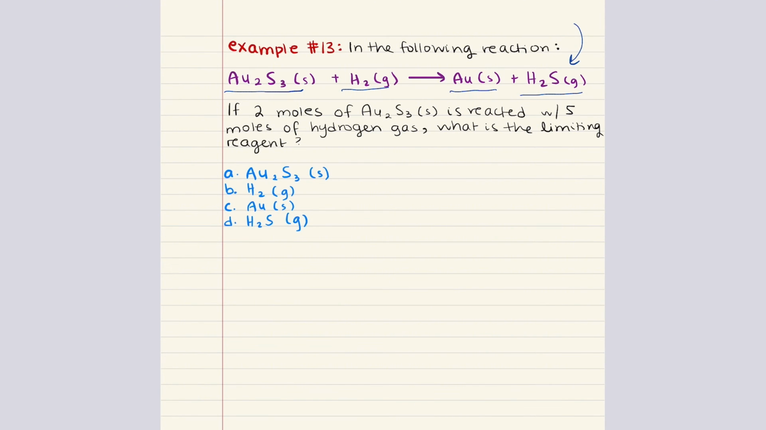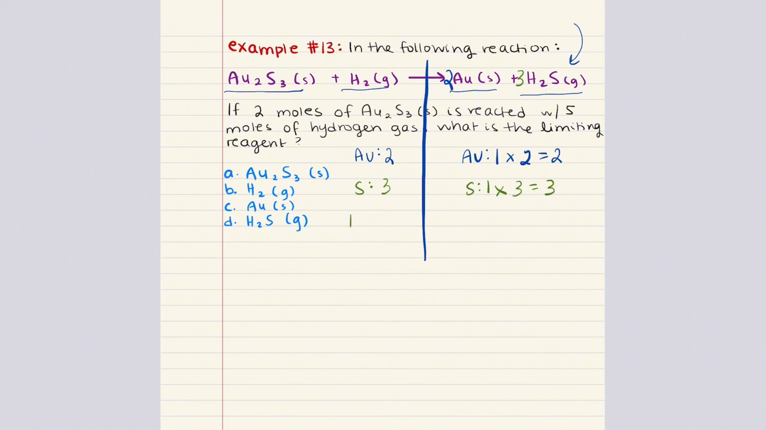And in fact, it isn't balanced. So let's do that first. Let's start off with gold. We have 2 gold atoms on the reactant side, but only 1 on the product side. So we're going to add a coefficient of 2 right here to make sure that it is balanced. Then we have sulfur. We have 3 on the reactant side and just 1 on the product side. So I'm going to add a coefficient of 3 right here to make sure that that is balanced.